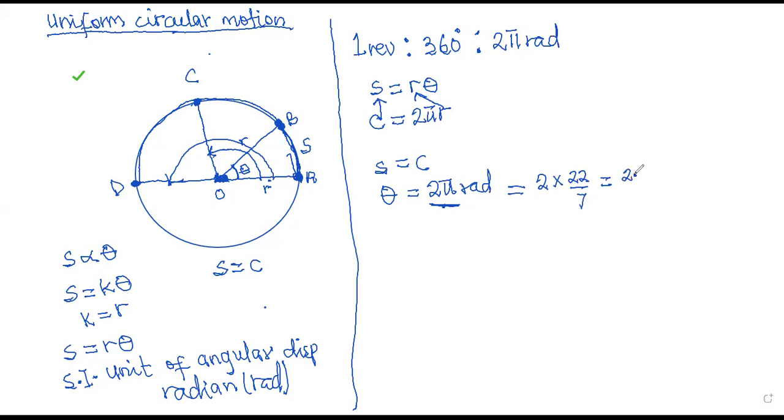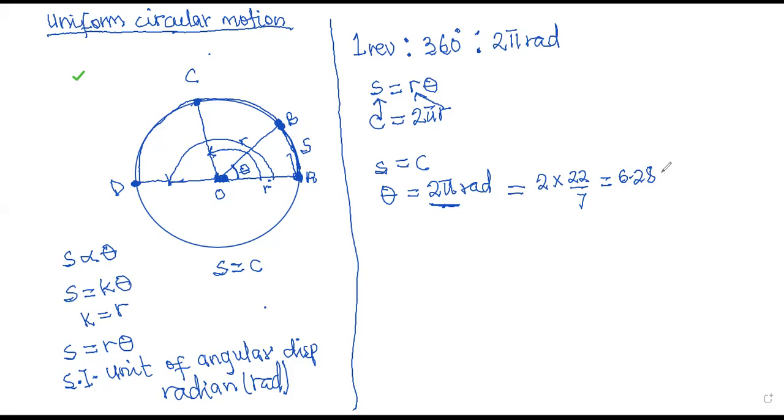2 times 22 over 7. Please calculate this for me. 44 divided by 7. Anybody? Okay, time is in. 6.2. Okay, so 6.283.